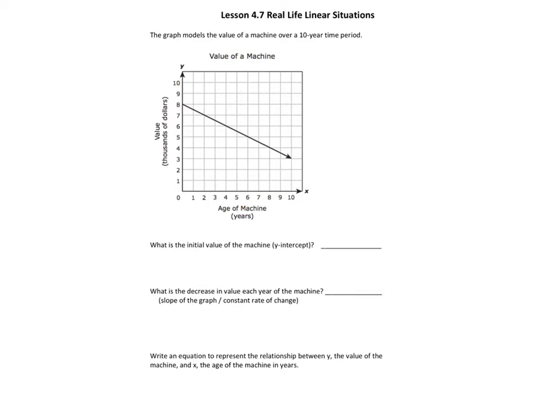What is the initial value of the machine, the y-intercept? So that is where our line crosses the y-axis. So our y-axis is right here, and we can see that the y-intercept is right there at 8. So the initial value of the machine would be $8,000. The reason it is 1,000 is because right here it says thousands of dollars.